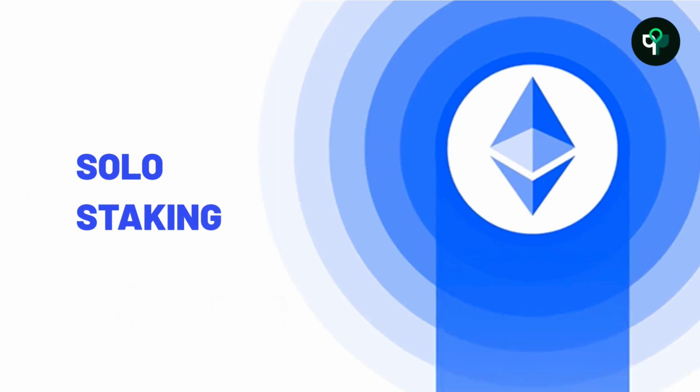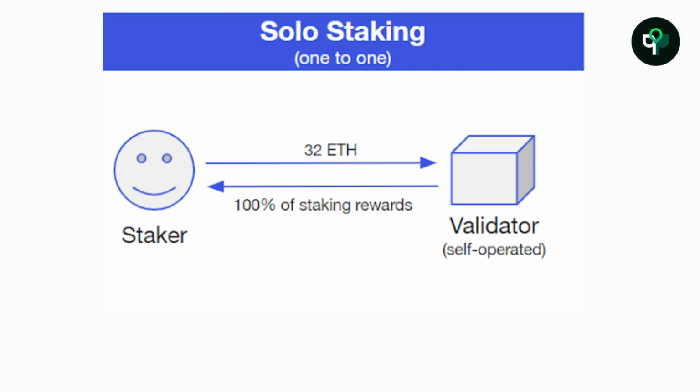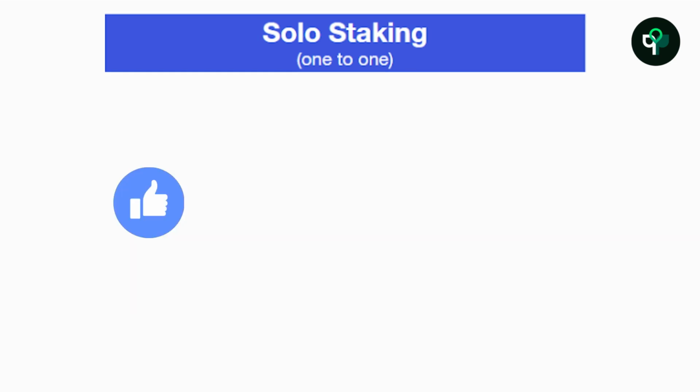The first method is to directly act as a node in the Ethereum network, a validator, to participate in staking. On the Ethereum official website, this type of staking is called solo staking. Solo staking is running an ETH node, and you need to have 32 ETH to activate the validator status.